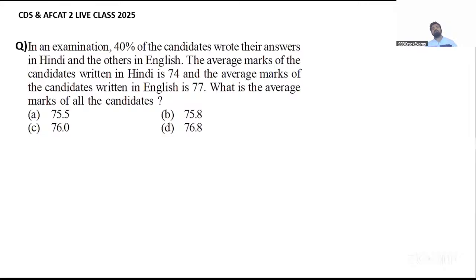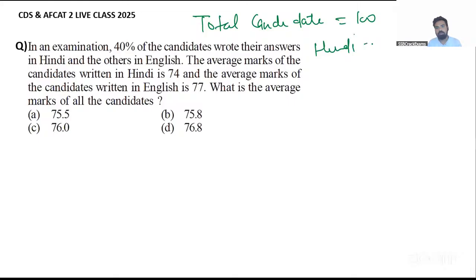Next, it is saying in an examination, 40% of the candidates wrote their answer in Hindi and others in English. The average marks of candidates who wrote in Hindi is 74 and the average marks of candidates who wrote in English is 77. What is the average marks of all candidates? So suppose the total candidates are 100. Then Hindi candidates are 40%, which means 40, and English candidates are then 60.